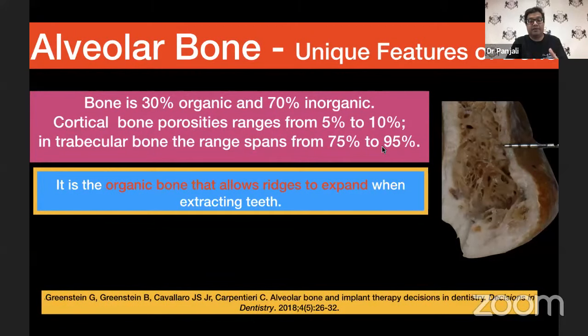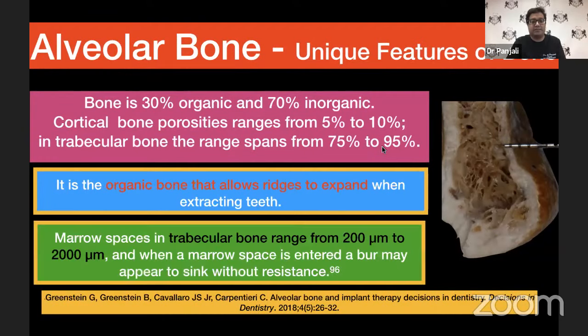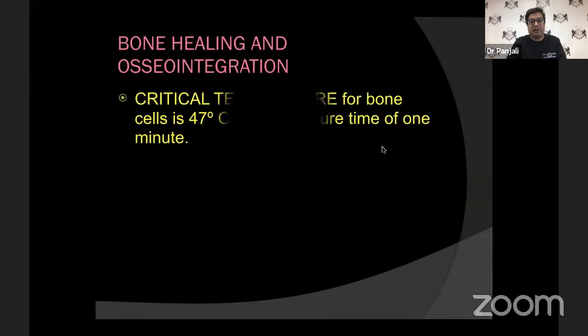We are able to expand the ridges with implantology. We are able to split the ridges easily. We can condense the bone. And this is all allowed because of the organic material present in the alveolar bone. And remember that there are marrow spaces present within the trabecular bone, ranging from 200 microns to 2000 microns. And sometimes they are really very, very large. So what we have to keep in mind is, because we are going through the cortical bone, which is mostly inorganic, the temperature control has to be maintained during the drilling process.